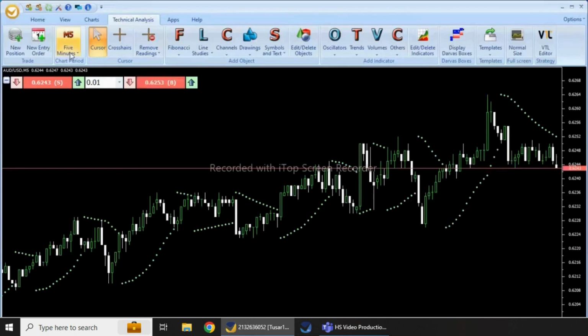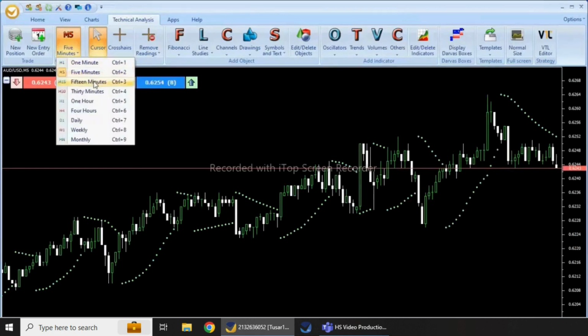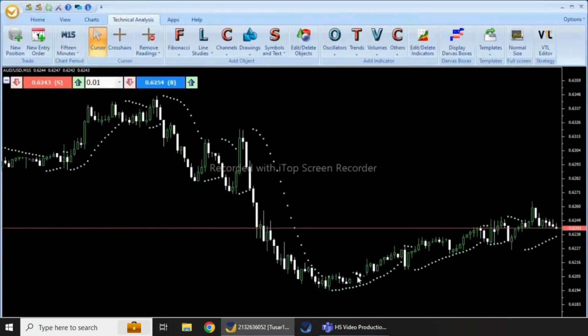When it's moving upwards, the dots trail below the candle. As the market transitions from bearish to bullish, the dots flip above the candle. This behavior remains consistent across various time frames. Whether you're looking at a 5-minute or 15-minute chart, the parabolic SAR indicator operates the same way.